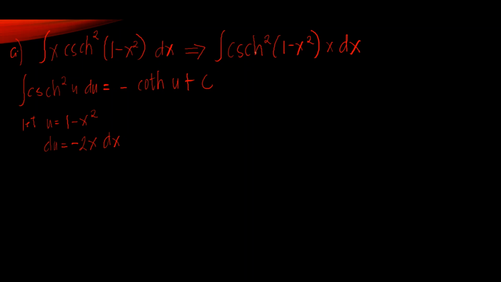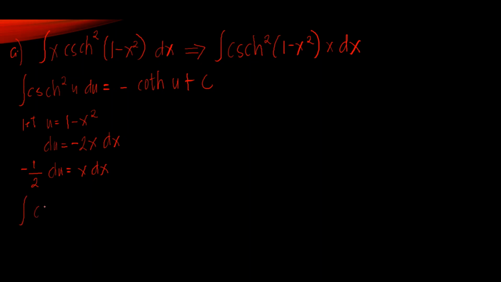Okay, so ito, this is our u. And then, this is x dx. Since may x dx tayo dito, this will be equal to negative 1 half du x dx. So that meron tayong isa-substitute dito sa x dx natin in terms of u. Okay? So, let us write our new equation.